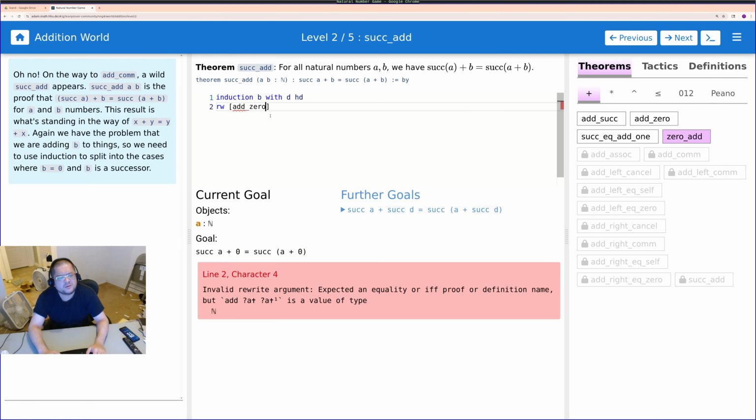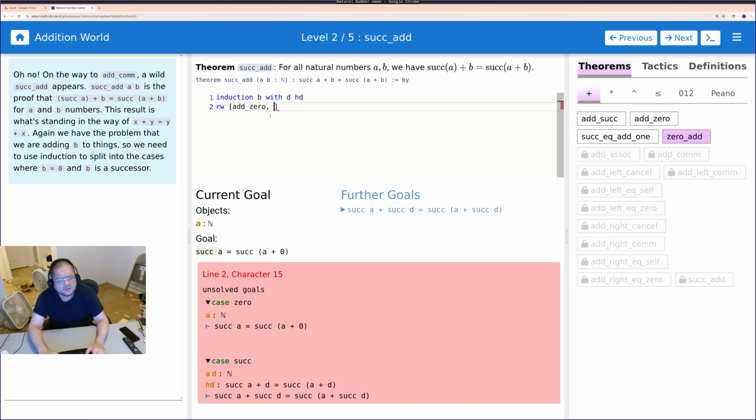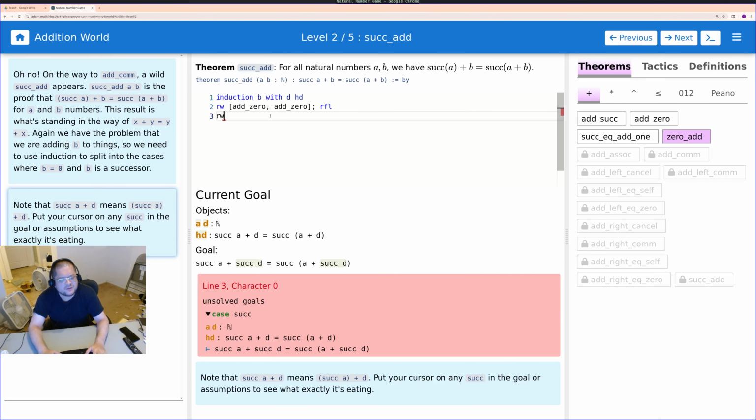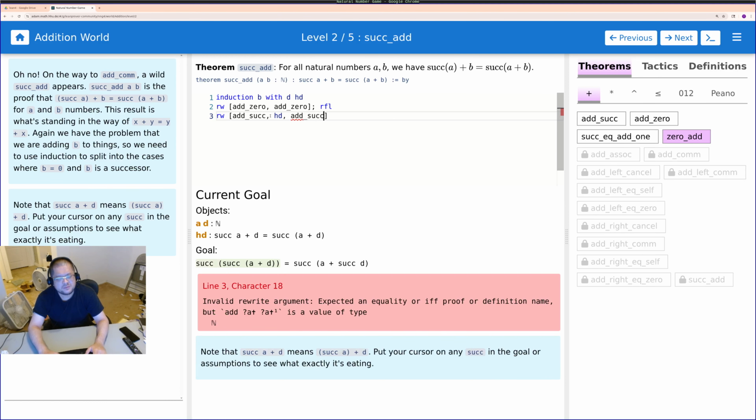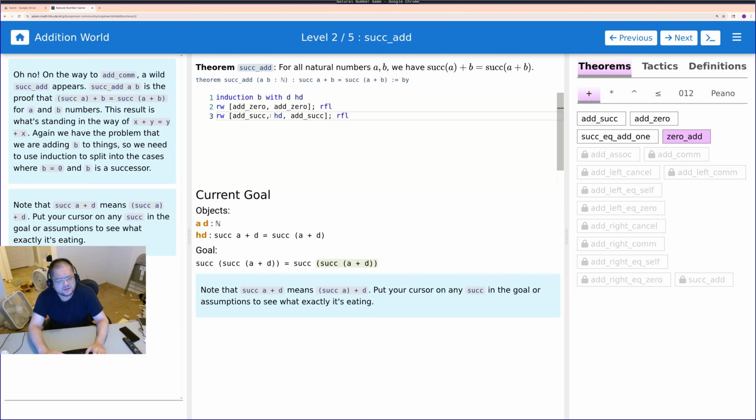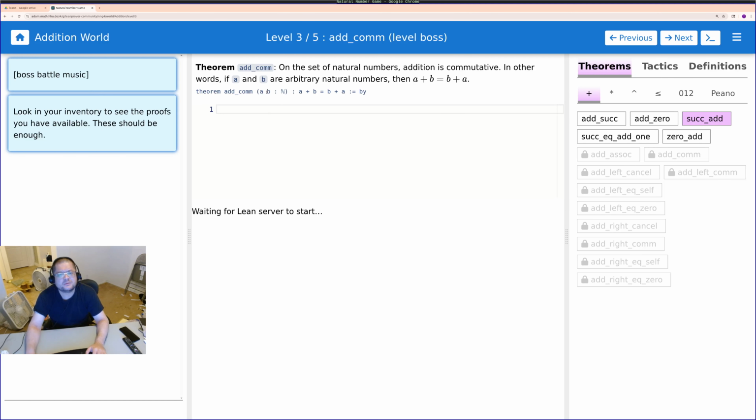Add 0. Okay, that's the base case. Now for the inductive case. What do we have? We have add successor. We've added successor. We'll do the induction hypothesis. And we'll do add successor again. And I think we're done. Great.